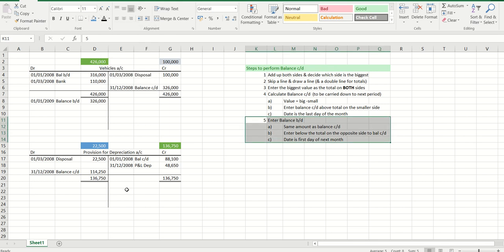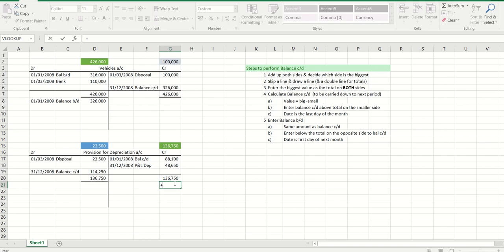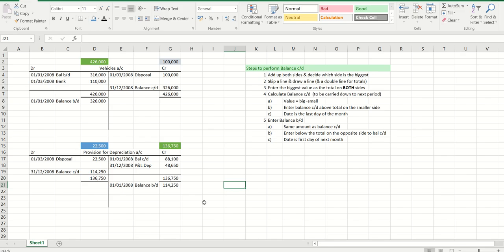Now we're going to do our balance BD. So the same amount as balance CD, below the total, on the opposite side. It gets the first day of the new year. Balance BD, below the total on the opposite side.